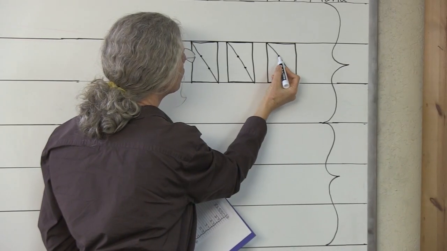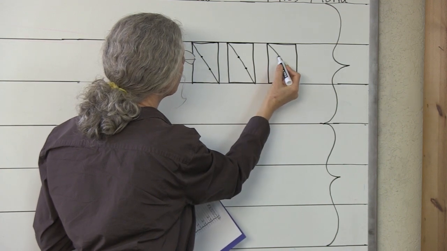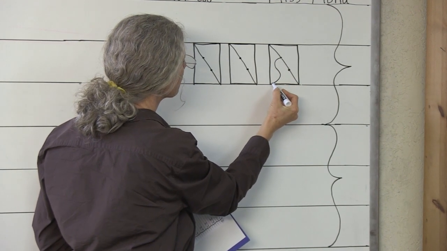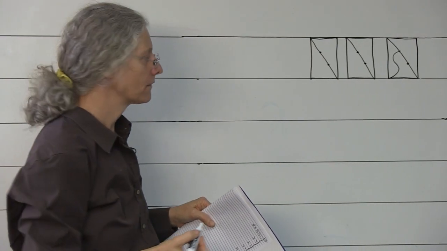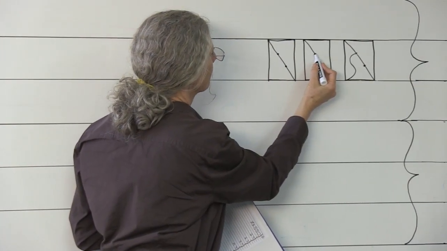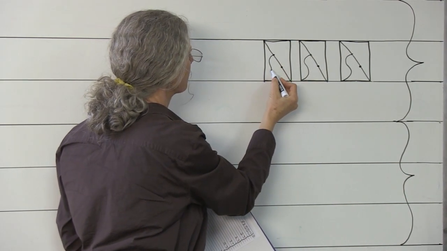Thirds. Starting from the top dot, you're going to make an S that ends in the bottom left corner. So make an S, sort of like a backwards S there. Okay? Okay. And make that in each one of the boxes.